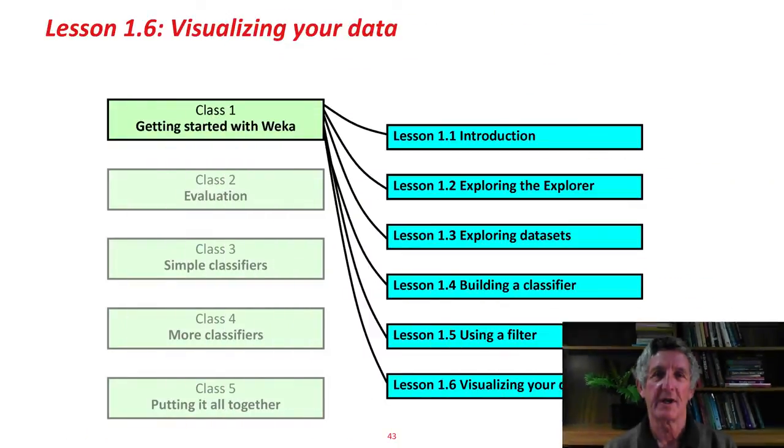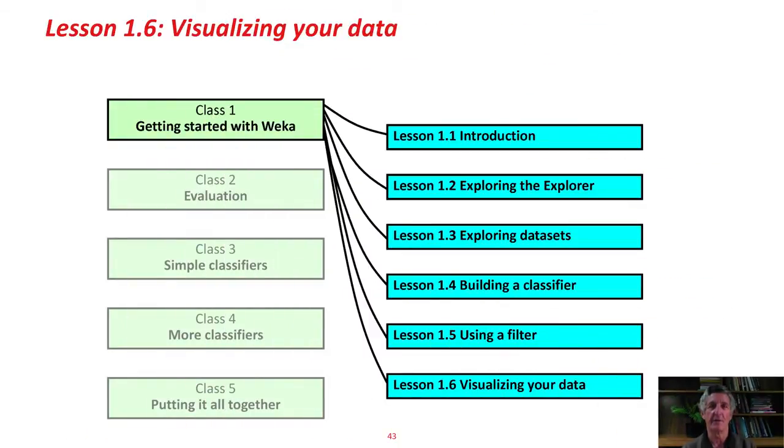This is class 2. In the first class we downloaded Weka and we looked around the Explorer and a few data sets. We used a classifier, the J48 classifier. We used a filter to remove attributes and to remove some instances. We visualized some data. We visualized classification errors on a data set. And along the way we looked at a few data sets, the weather data, both the nominal and numeric version, the glass data and the iris data set. This class is all about evaluation.